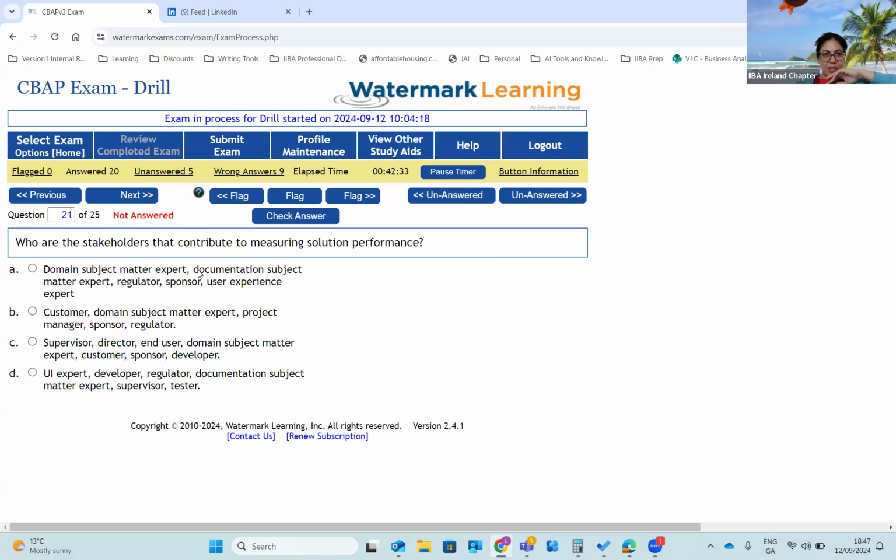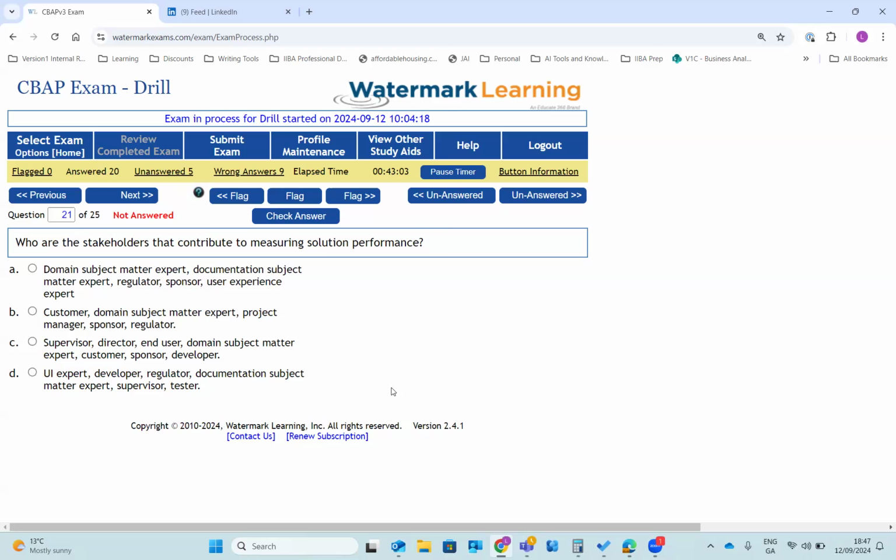Okay, let's move forward. Who are the stakeholders that contribute to measuring solution performance? A. Domain SME, documentation SME, regulator, sponsor, user experience expert. B. Customer, domain SME, project manager, sponsor, regulator. C. Supervisor, director, end user, domain SME, customer, sponsor, developer. D. UI expert, developer, regulator, documentation SME, supervisor, or tester.